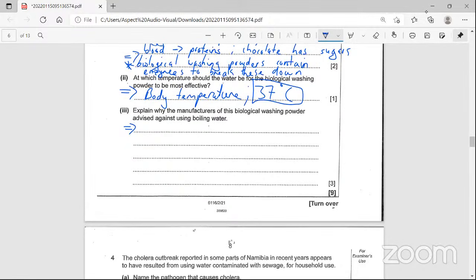Can we move on to the next question? Are we now fine here? Okay. Explain why the manufacturers of this biological washing powder advise against boiling water.